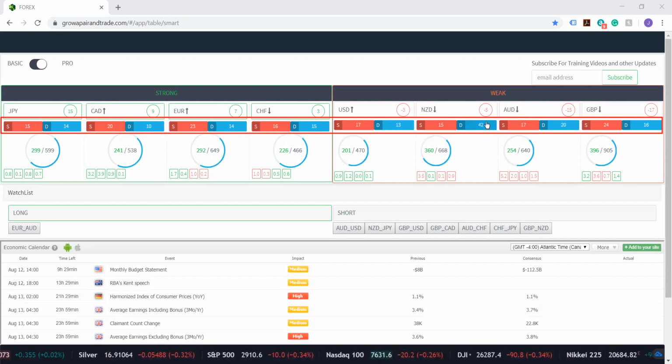Like right now, if you look at the pound or the New Zealand, look at that New Zealand. You see how it's a 15 and a 42? All right, even though it's not as weak as the pound, it has a much more advantageous way of making money. Why? Because it's going down. It has 42. Okay, so 15 to 42. So it has 42 pips to make to the downside.